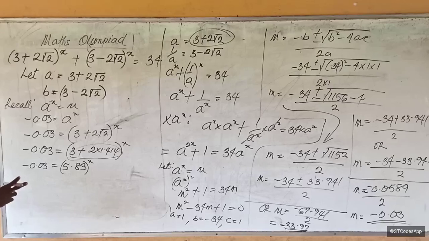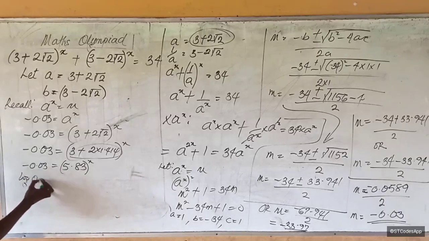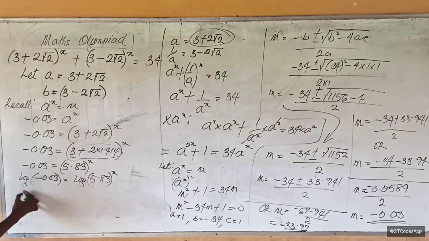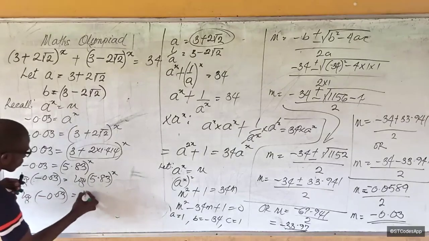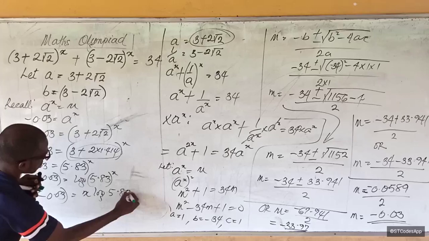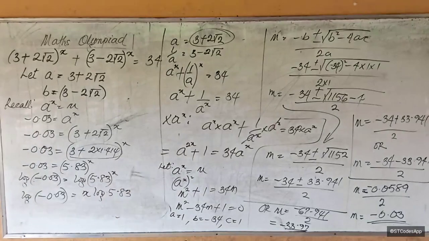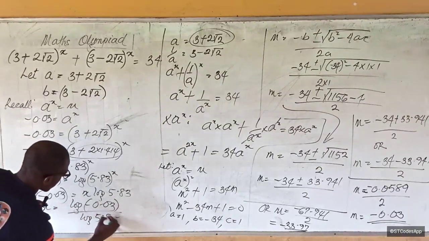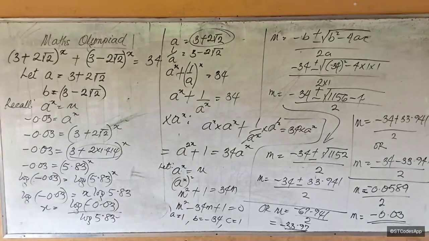So from here, to get X, we can easily take logarithm of both sides. So we take log of negative 0.03 is equal to log of 5.83 raised by X. So X goes to the front. We have log of minus 0.03 is equal to X log 5.83. All right, so from here X will be equal to log of minus 0.03 divided by log of 5.83. Right, so log of negative 0.03. Okay, we can't take a negative log actually.